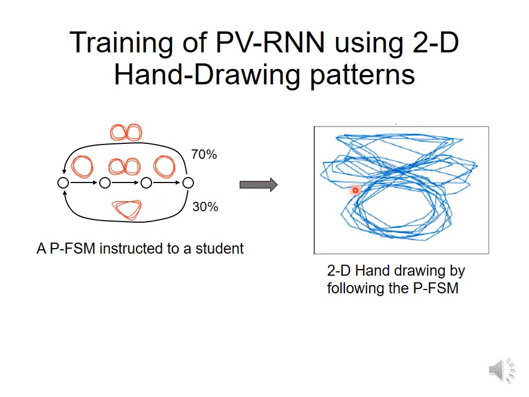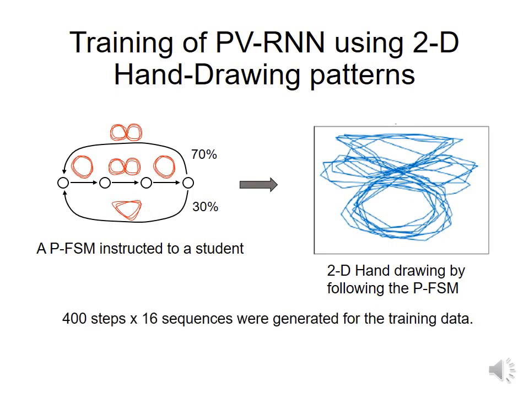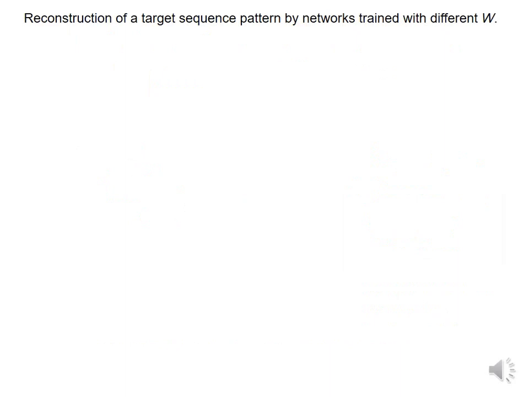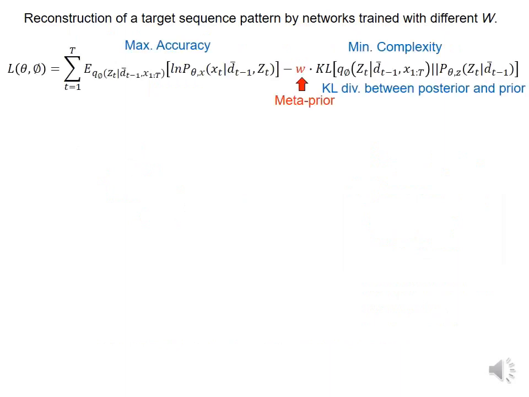So this is used for the training. We get 400 steps for each sequence, and we collect 16 sequences generated by this student. Then the PV-RNN was trained using this training data, but with different values of the meta-prior W. As I said, the network is trained with different meta-prior W.